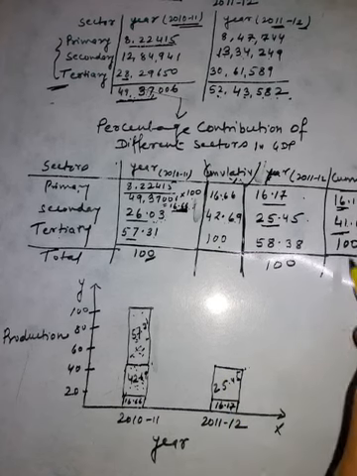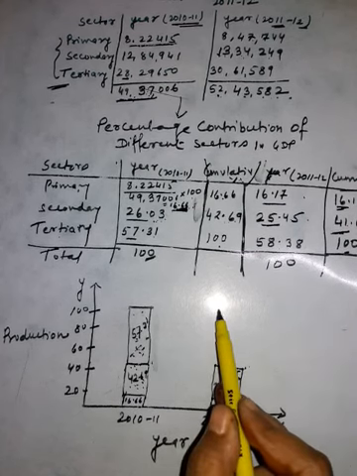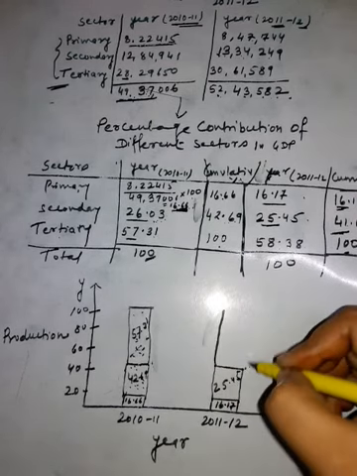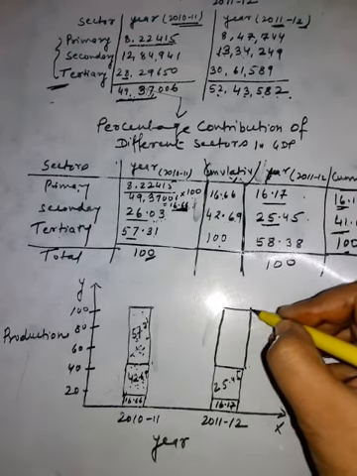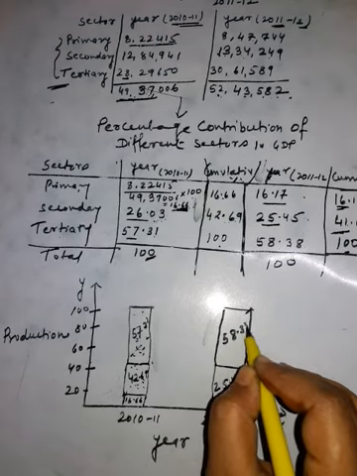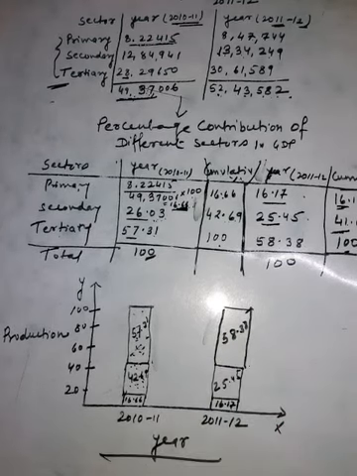and that reaches 100. Okay, here 58.38. Okay, this way you can show percentage bar diagram.